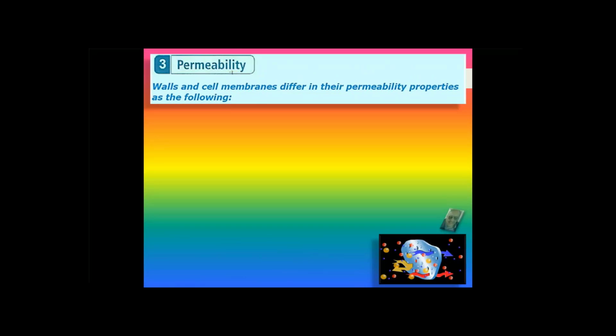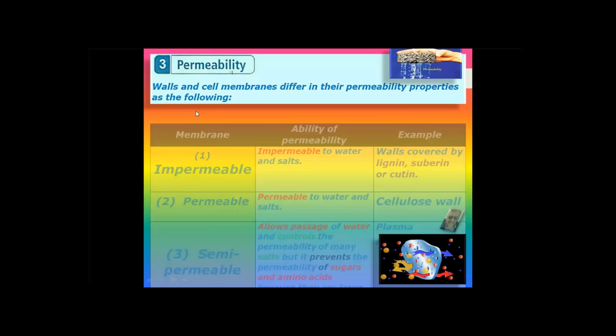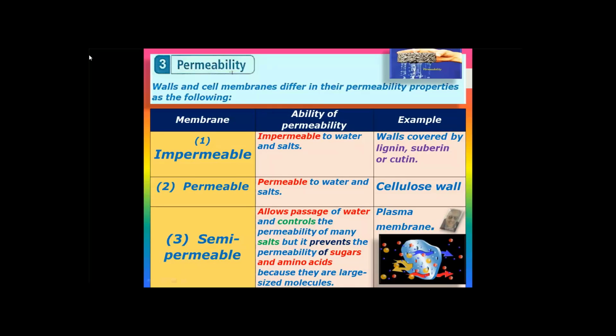Number 3, permeability. In the permeability phenomenon, the walls or cell membranes differ in their permeability properties as follows. We have impermeable membranes, impermeable to water and salts, for example walls covered by lignin, suberin, or chitin. It does not permit the passage of any substances. Number 2, permeable membranes, permeable to water and salts. The example is the cellulose wall.